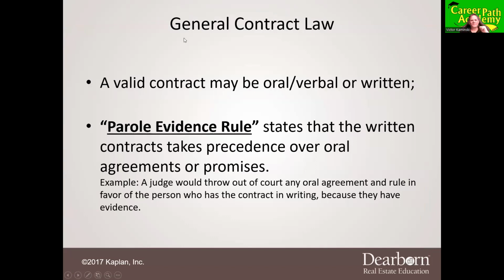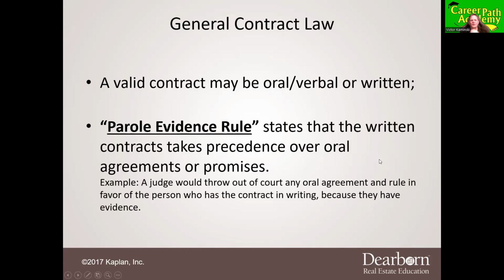All right. So under general contract law, a valid contract can be oral or written, but not for real estate. When it comes to sales contracts for real estate, it always has to be in writing. But if I'm to sell you my cell phone or my laptop, can we have a verbal agreement? Sure we can, and it's fully enforceable in a court of law. But if one person has a verbal agreement and another has it in writing, which one will the court favor? The one in writing. That's the parol evidence rule. It states that written contracts take precedence over oral agreements or promises. That's all that is, but you need to know and study that term.